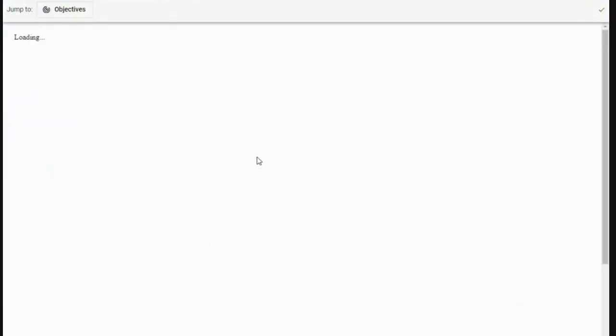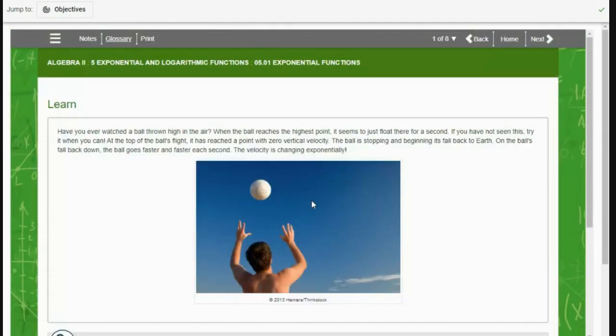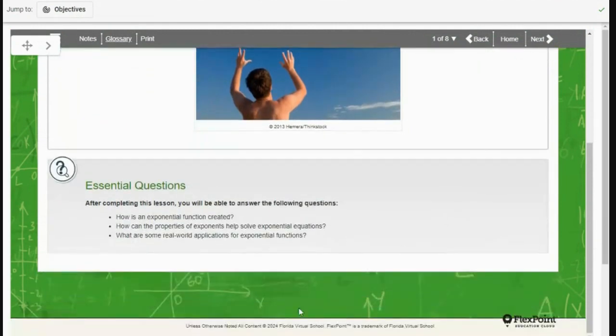A lot of stuff to cover in here. Nice. And a lot of it I'm just going to do on paper and not necessarily go by the lesson. But we're going to learn how is an exponential function created? How can the properties of exponents help us solve exponential equations? Because we've looked at the property of exponents. And what are some real-world applications for exponential functions? And they are used regularly.